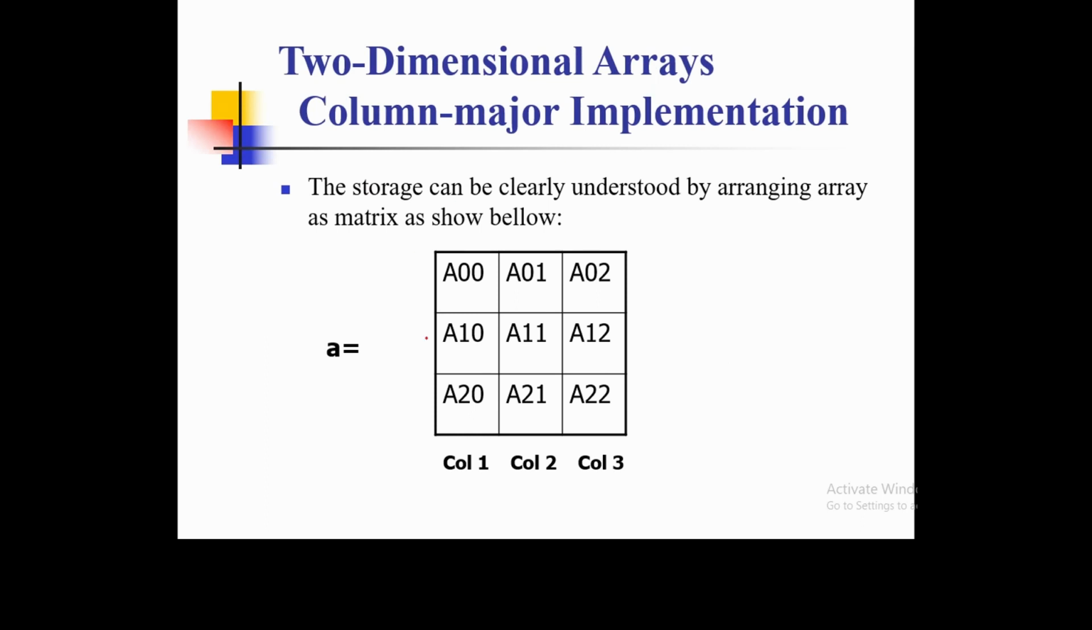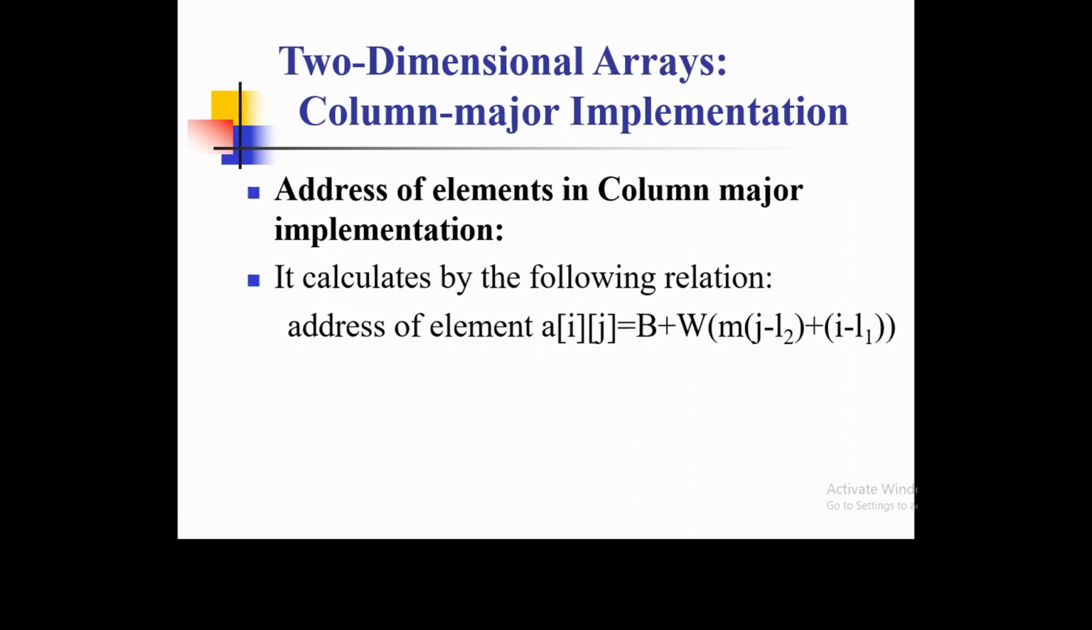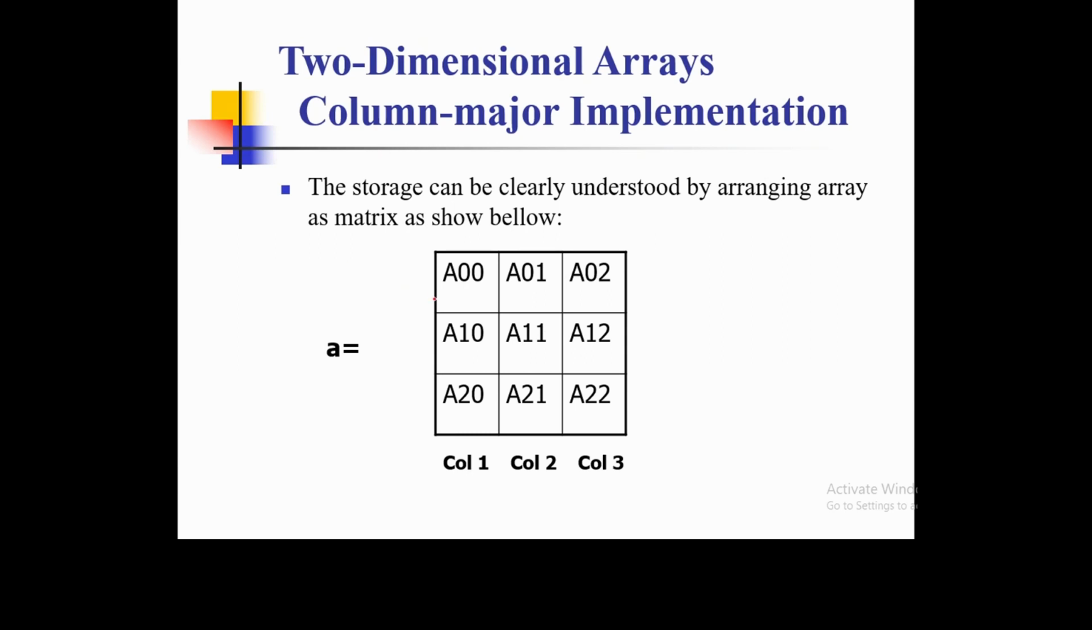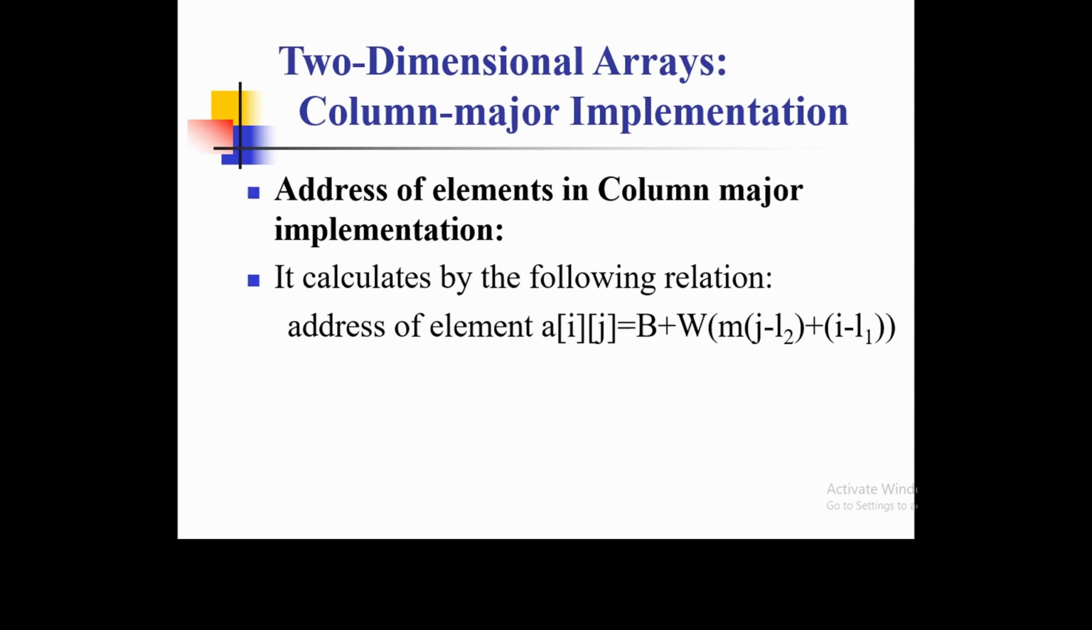The storage will be like this: 00 01 02, 10 11 12, 20 21 22. But elements will be taken as input column by column. First column, second column, third column. So the address of the elements in the column major order form will be like: address of aij element will be base address plus data size. Then now it is the number of rows m.